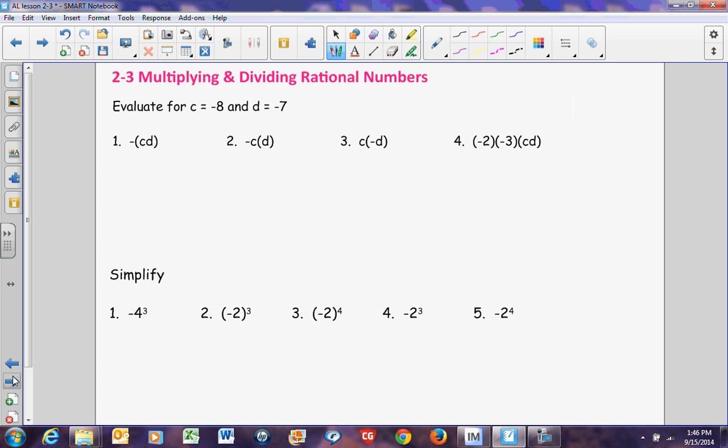And you can also evaluate when you're multiplying and dividing rational numbers. Again, you're going to do just like you did with addition and subtraction. You're going to substitute all the numbers in first, and then follow the proper order of operations.